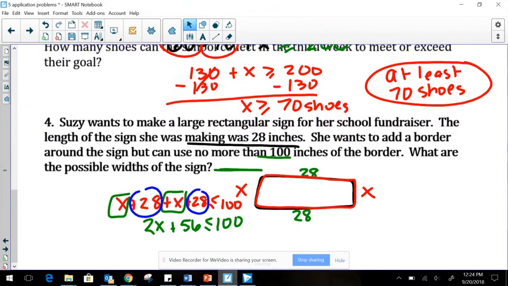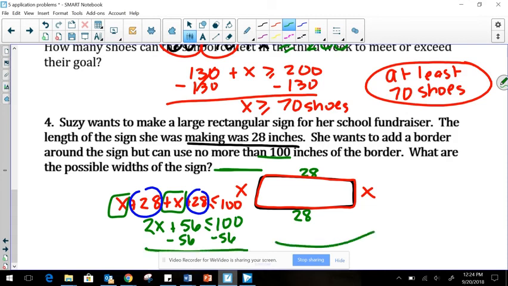Oopsies, sorry. Running out of room here. Okay, so minus 56 on both sides. I'm going to work over here now. So I'm left with 2X is less than or equal to 44. Divide by 2. So X is less than or equal to 22 inches. Okay, so each width has to be less than or equal to 22.